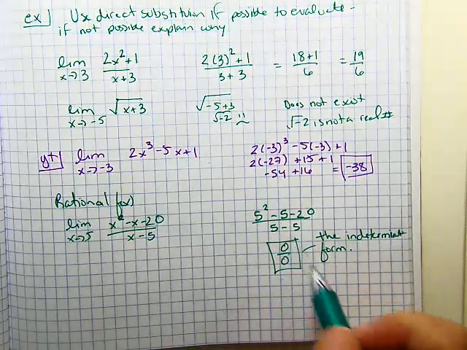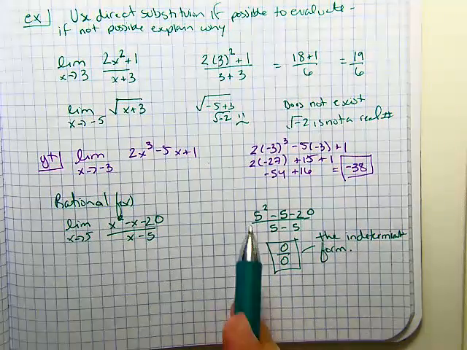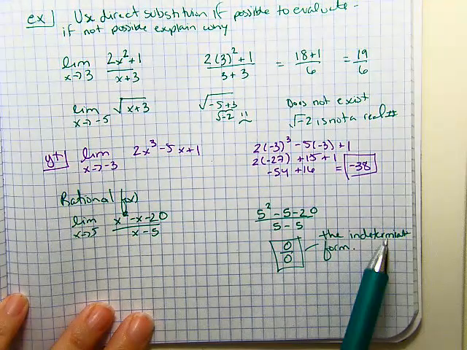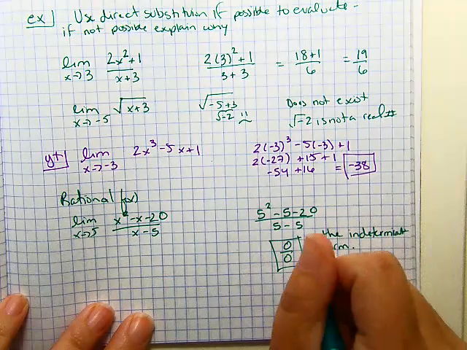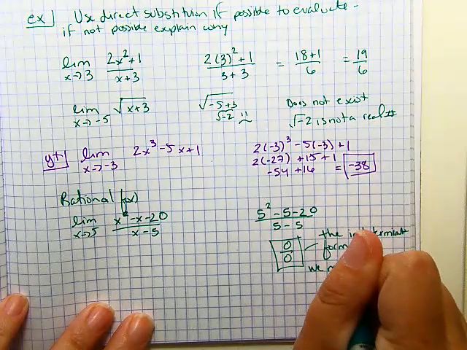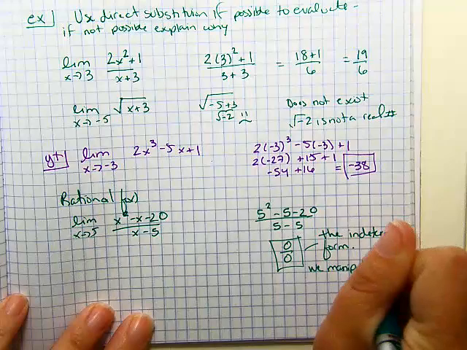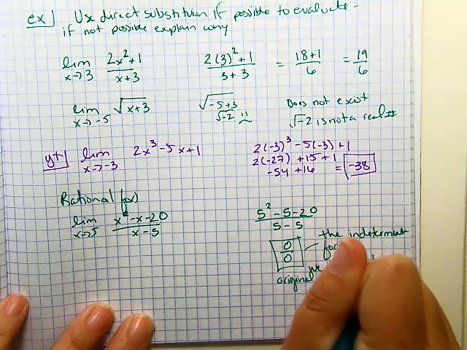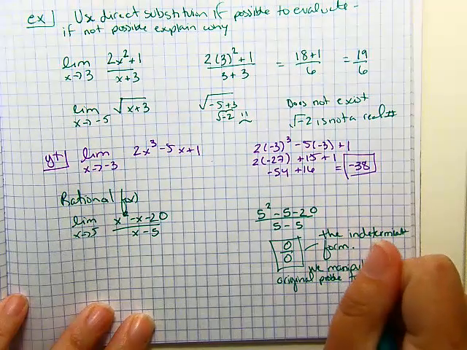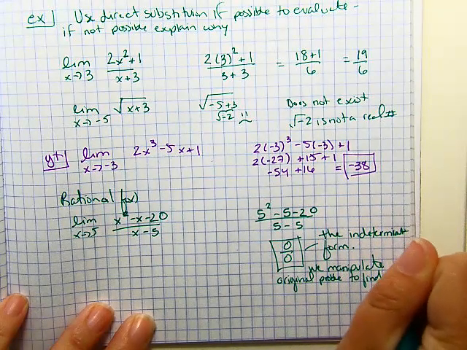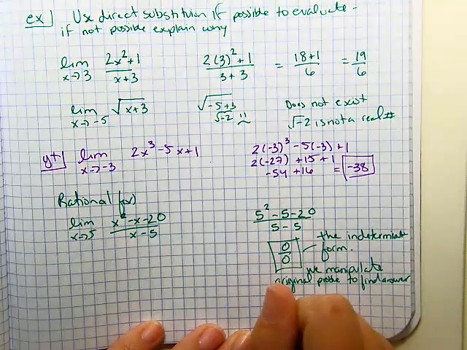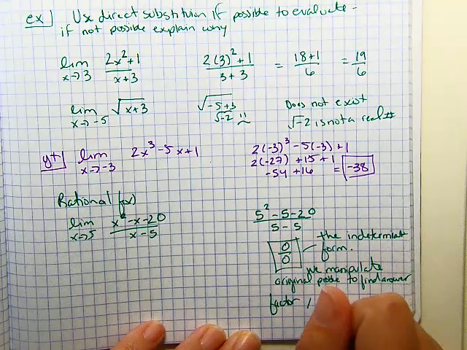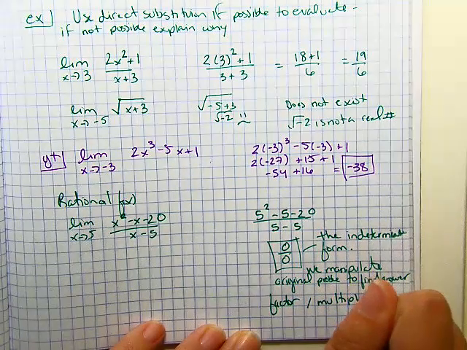And if this were 7 over 0, it would be undefined. The limit does not exist. But if it's 0 over 0, that means it's the indeterminate form. And then we manipulate the original problem to find the answer. What I mean by that is you might be able to factor. You might be able to multiply by the conjugate.